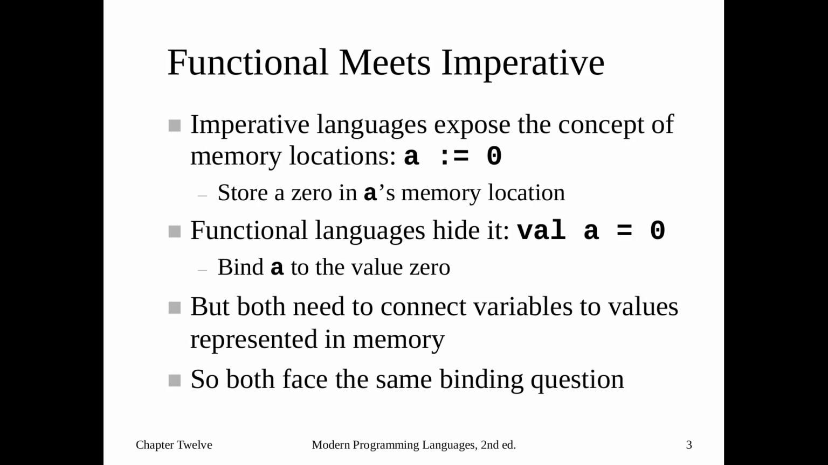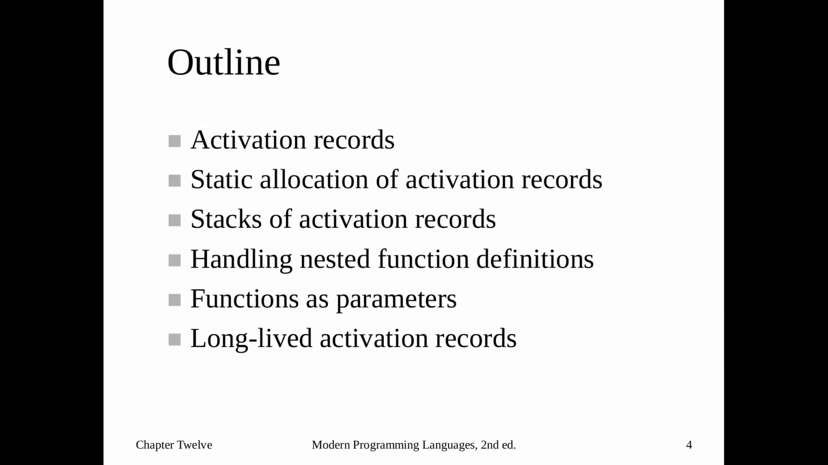But we do know that regardless of what type of language we're looking at, variables must be connected to values and be represented in memory, as we've been saying so far, right? So essentially everything is facing the exact same binding question. It's just whether it's implicitly shown to us or explicitly shown to us.